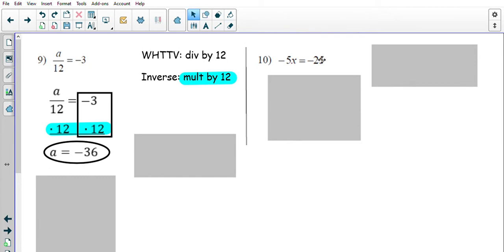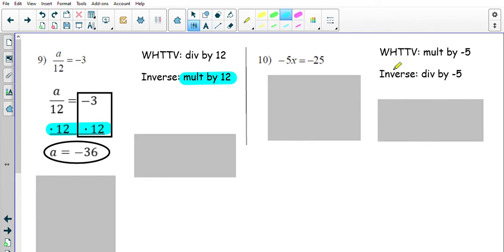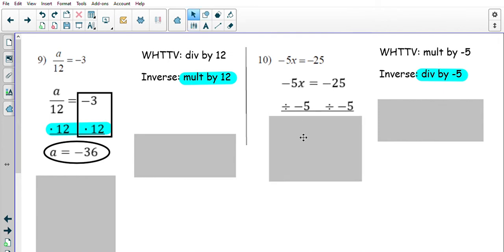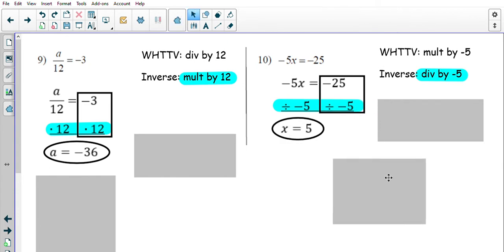All right, number 10. What's happening to the variable is we're multiplying by negative 5. The inverse of that is to divide by negative 5. So I'm going to show dividing by negative 5 on both sides. And again, don't be afraid to pause the video at any time if you're falling behind in showing your work. So divide both sides by negative 5. On the left, we're going to be left with x. On the right, we need to do negative 25 divided by negative 5. That's going to get us a solution of positive 5.